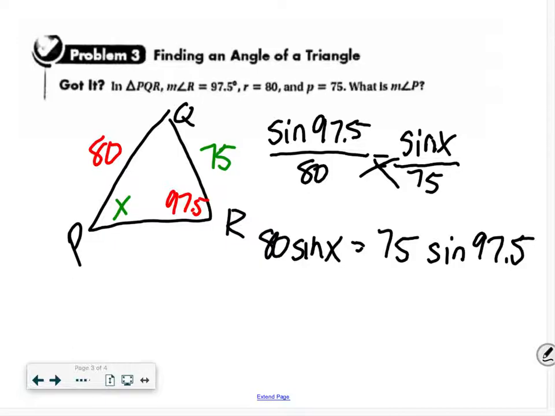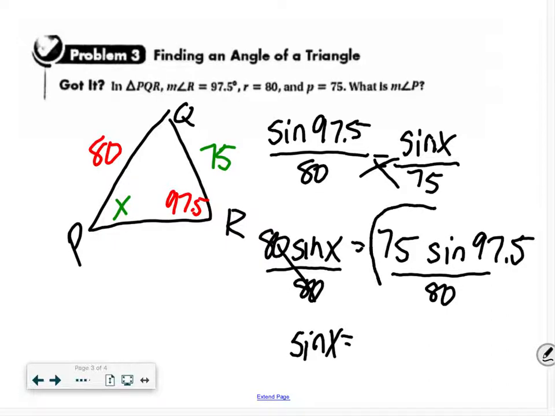Now what? Ooh, divided by what? 80. Okay. I still have the sine of x left, but I want you to figure out what this is first. So put 75 sine of 97.5 divided by 80 in your calculator.